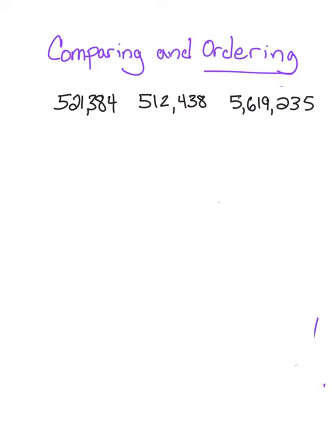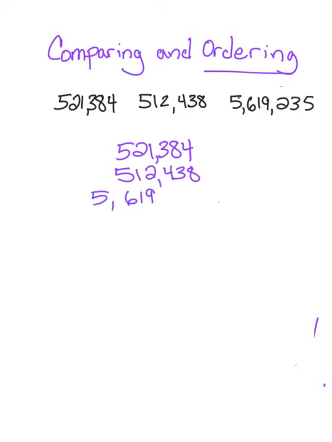All right, one final one. I'm going to do the same stacking strategy. So I'm going to write the first number on top, 521,384. Then underneath of that, I'm going to write 512,438. And underneath of that, I'm going to write the 5,619,235.